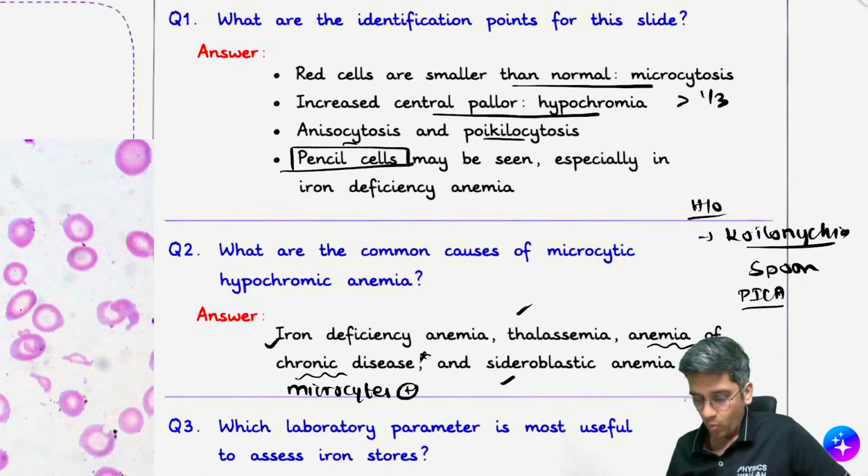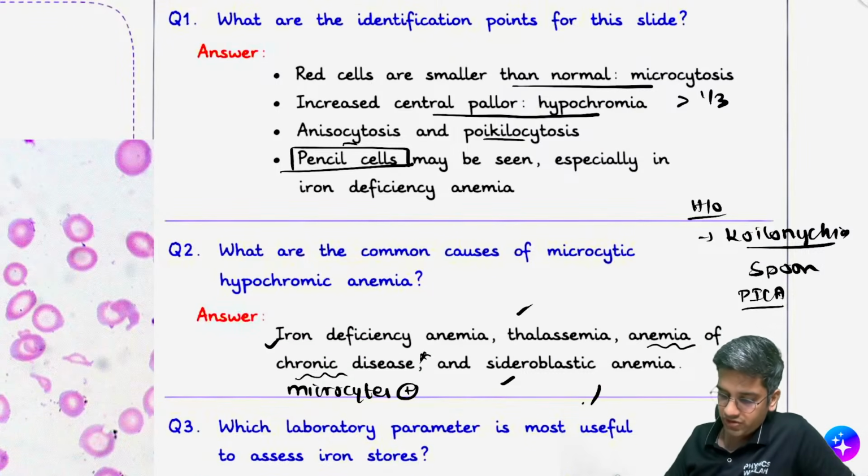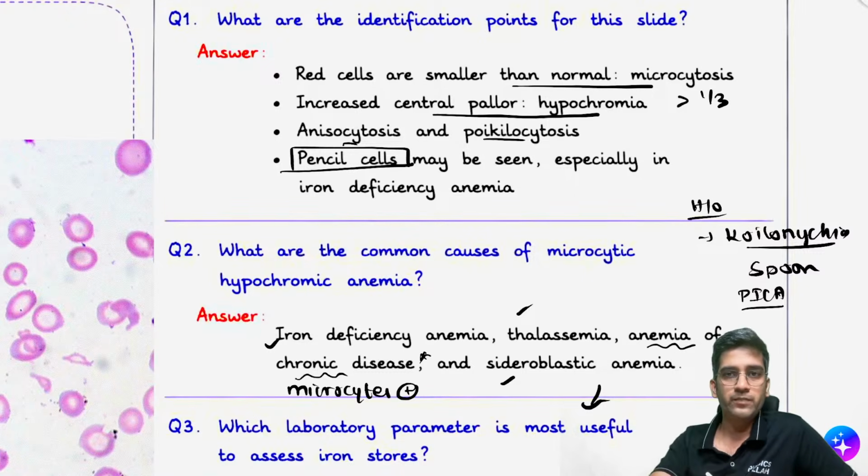Fine. Okay. What is the most sensitive or the earliest lab finding which will be changed in case of iron deficiency anemia? What's the answer for this? Most useful parameter, most sensitive lab test, the first test to be changed in case of an IDA. What is the answer?